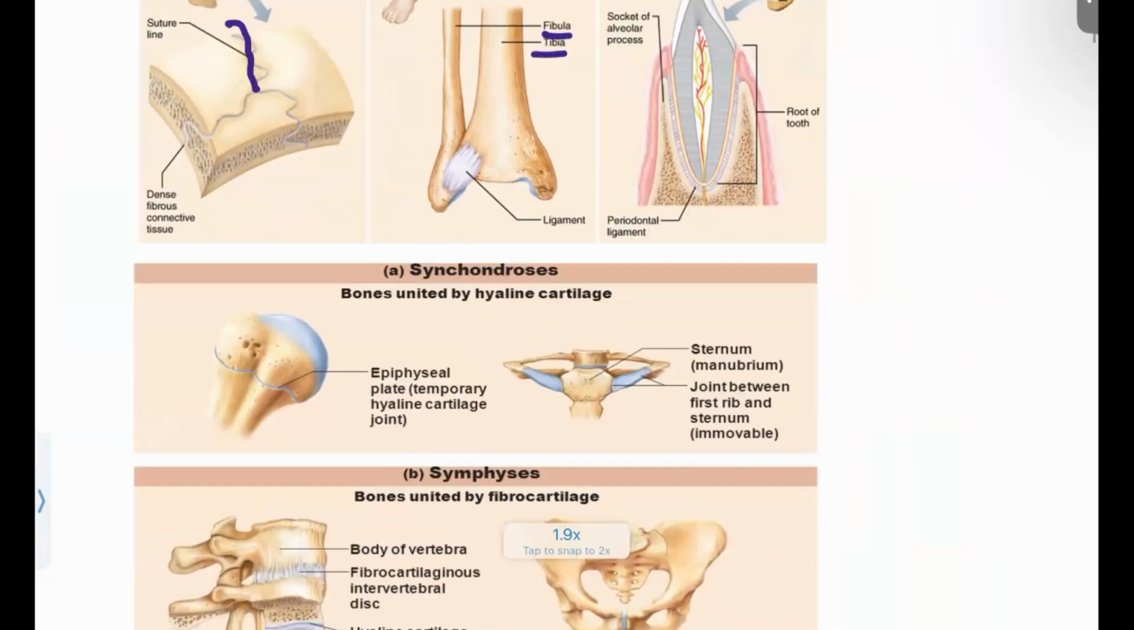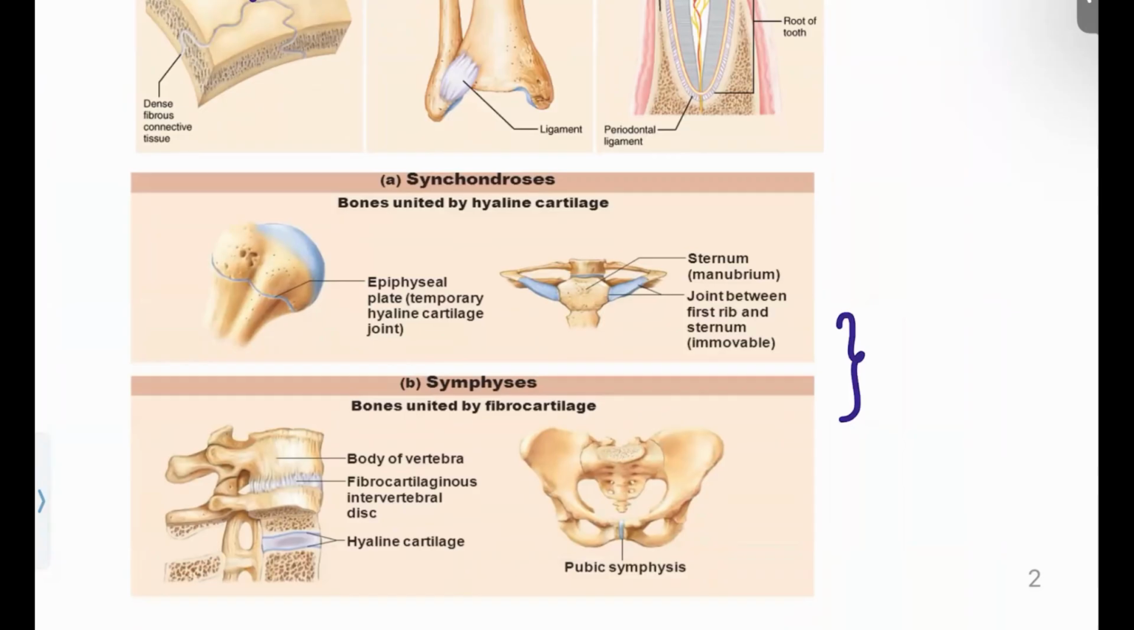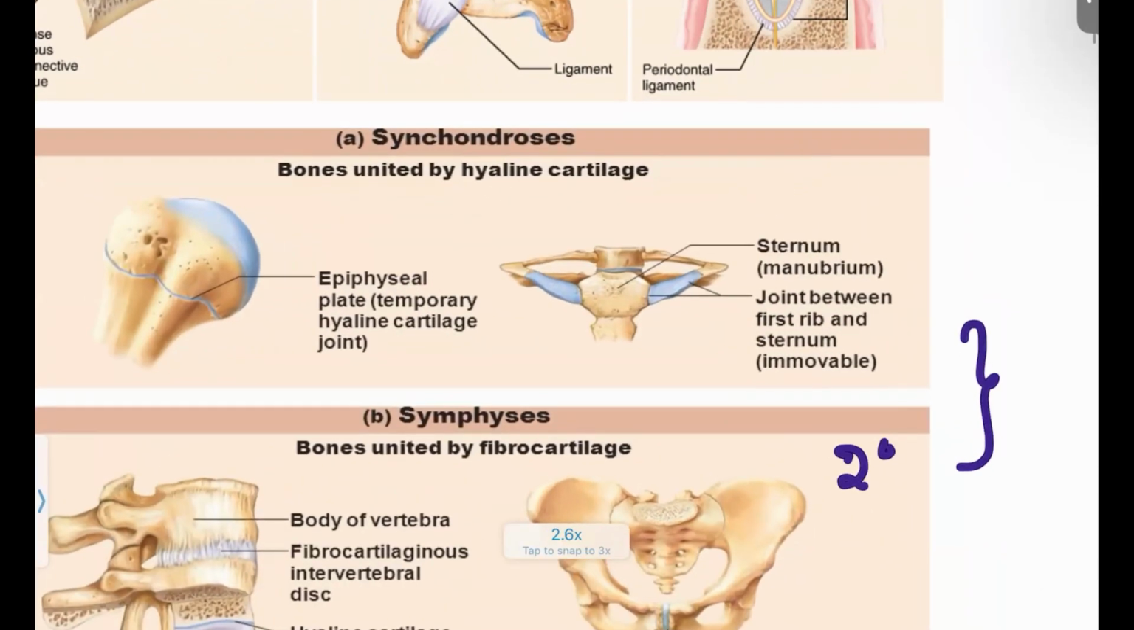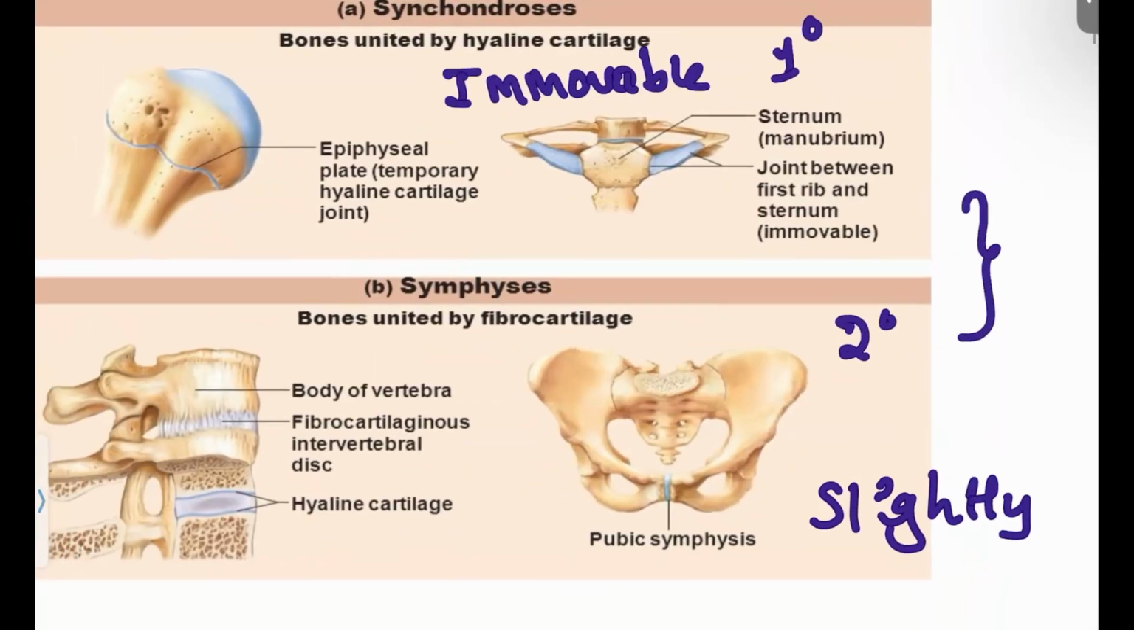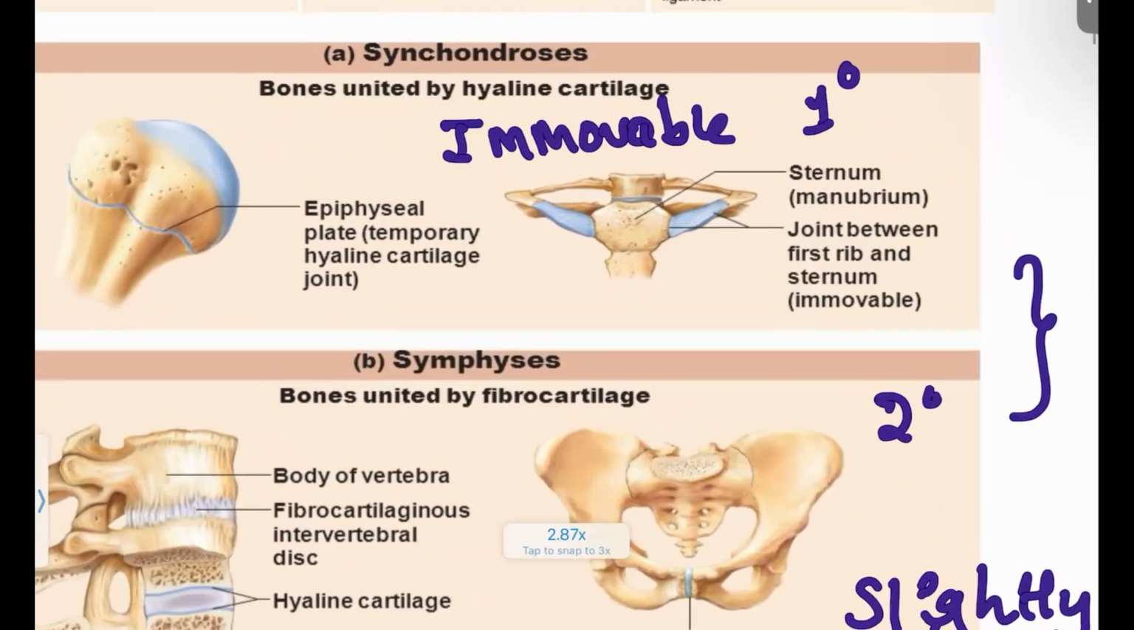Next, moving on to the cartilaginous joints. Cartilaginous joints are subdivided into primary cartilaginous and secondary cartilaginous. Primary cartilaginous joints are immovable, and the secondary cartilaginous joints are slightly movable. The primary cartilaginous joints are present in the epiphyseal plates and also the sternomanubrial joint. These are immovable, right? Can anyone move the sternomanubrial joint? They can't. So those joints are synchondroses.